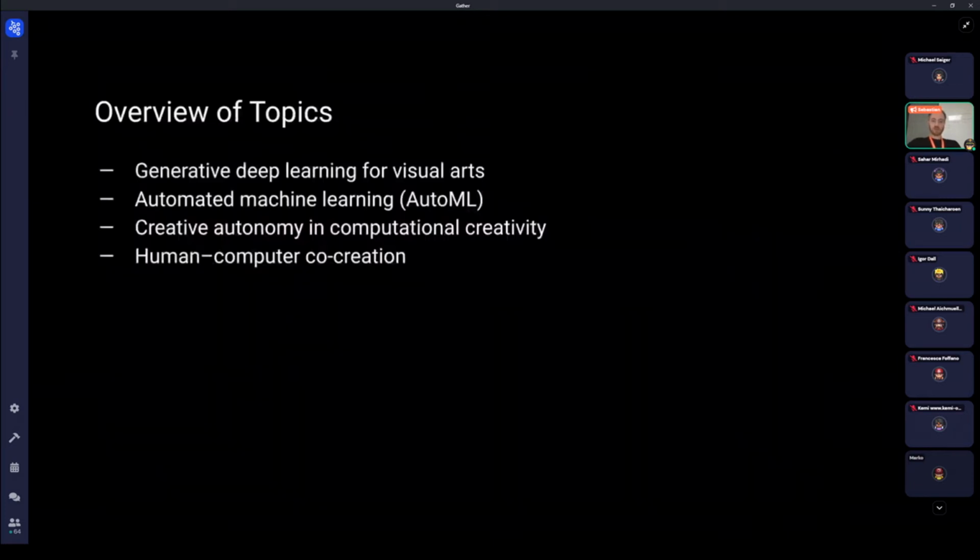So this is a short overview of the topics. We're going to talk a little bit about generative deep learning and the visual arts, also touch lightly on automated machine learning. That gives us the opportunity to talk a little bit about creative autonomy and computational creativity, and then also a little bit about human-computer co-creation in that context.